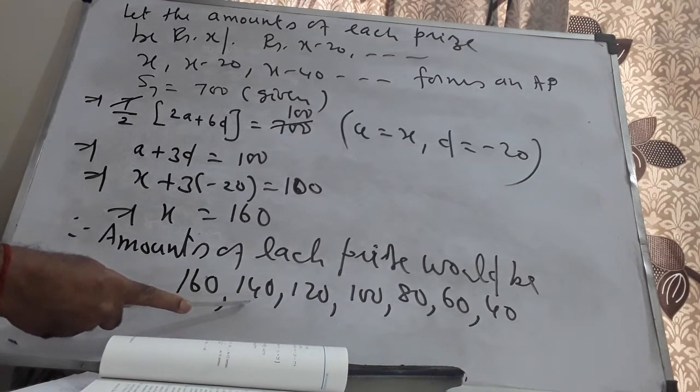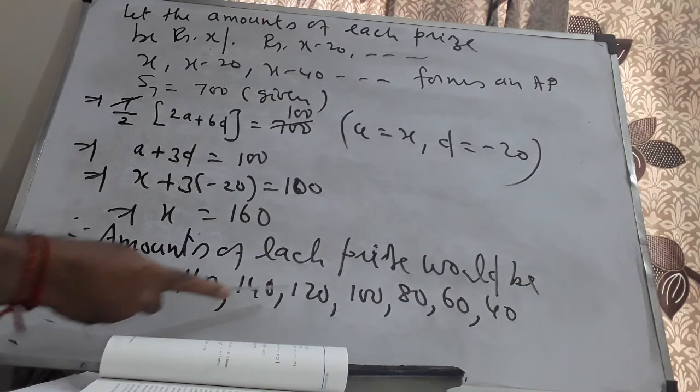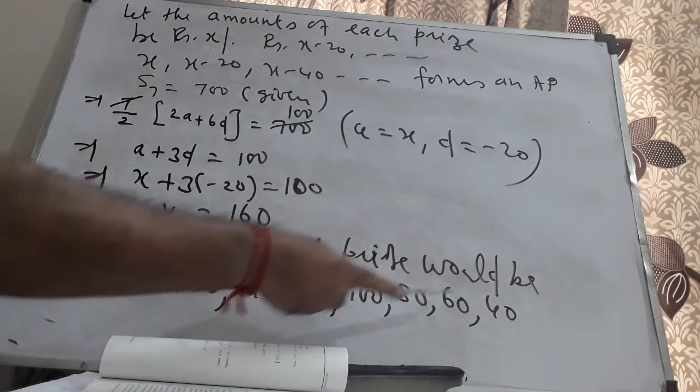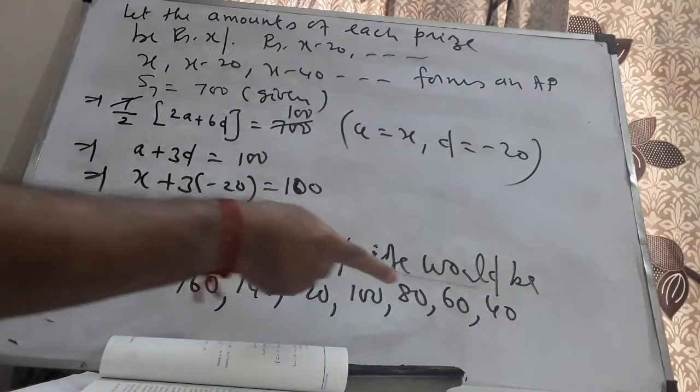The second will be, keep on subtracting 20: 140, 120, 100, 80, 60, 40. You can check the total.